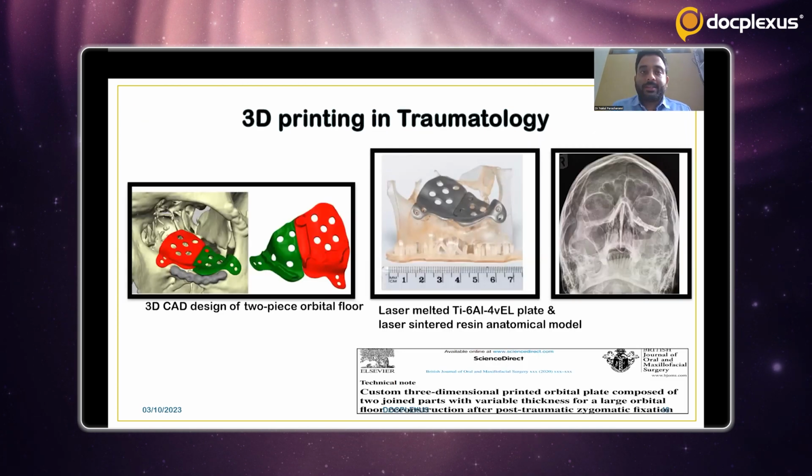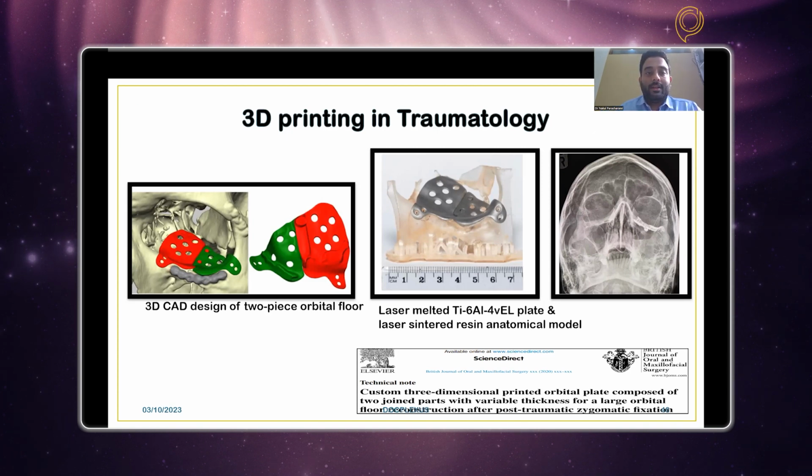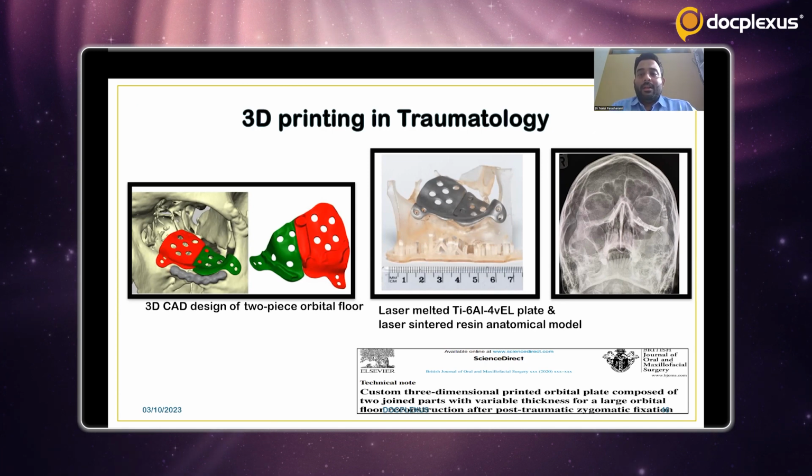These are patient-specific floor of the orbit mesh that has been reconstructed. This basically gives quicker OT time, and the plate can be designed as per the floor of the orbit reconstruction defect.